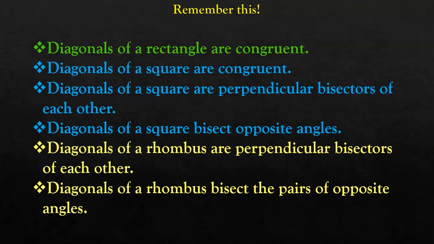In the previous video, we studied some of these properties. I will repeat them. Diagonals of a rectangle are congruent. Diagonals of a square are congruent. Diagonals of a square are perpendicular bisectors of each other. Diagonals of a square bisect opposite angles. Diagonals of a rhombus are perpendicular bisectors of each other, and diagonals of a rhombus bisect the pairs of opposite angles. On these properties, we are going to solve a few sums from practice set 5.3.